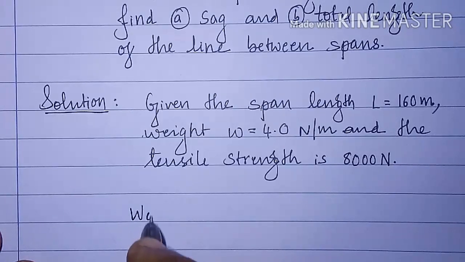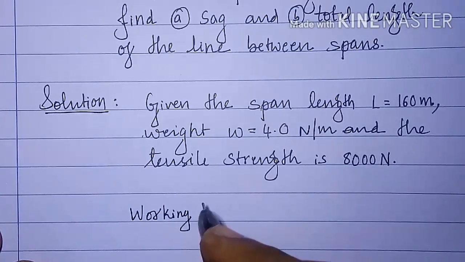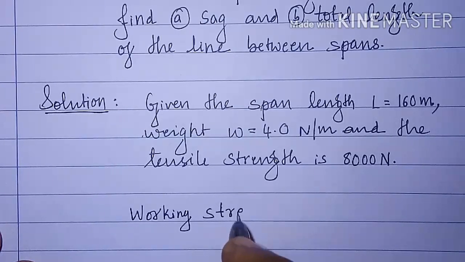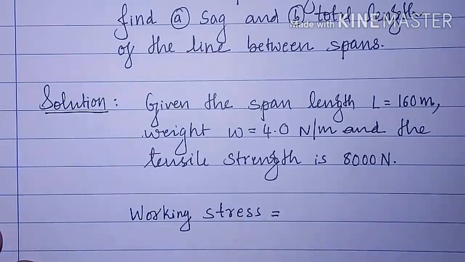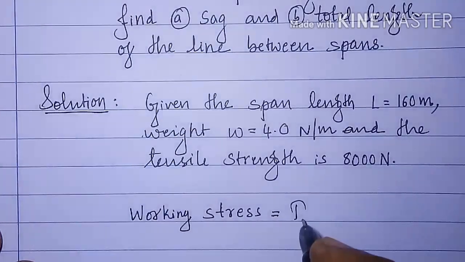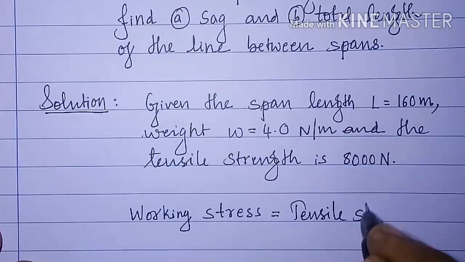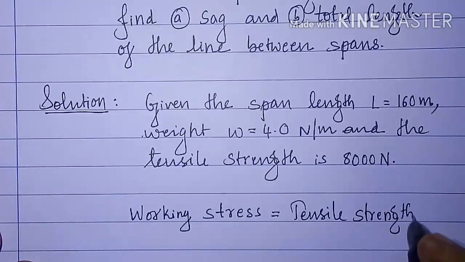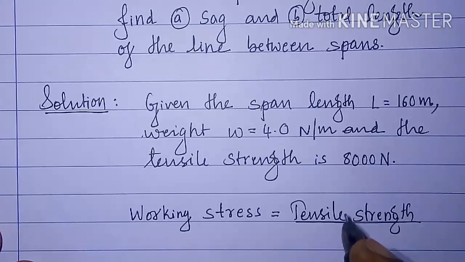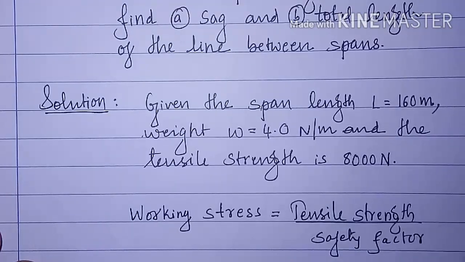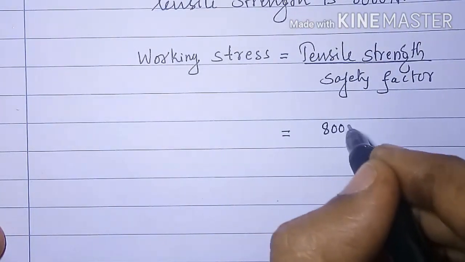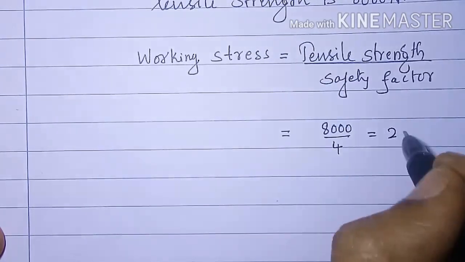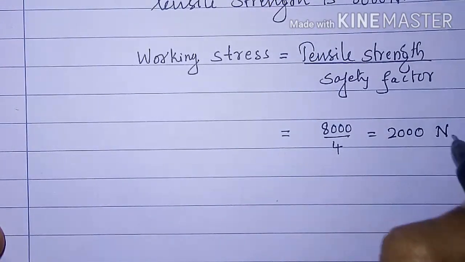So we'll write here working stress is equal to tensile strength by safety factor, that is equal to 8000 divided by 4, which equals 2000 Newton.